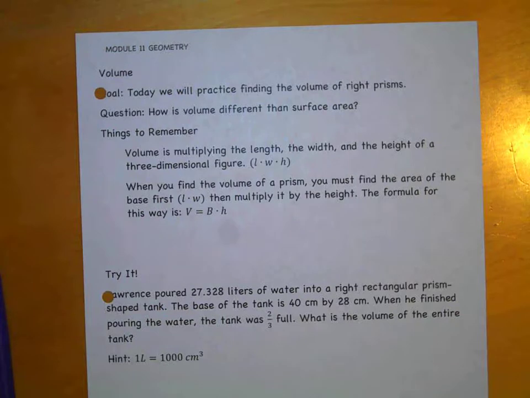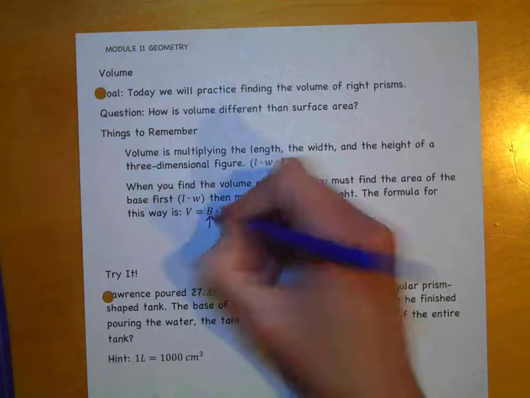When you find the volume of a prism, you must find the area of the base first. So finding the area of the base would be length times width, and then you multiply it by its height. A new formula that I want you to use, because now you guys are in 7th grade, you're not in 3rd grade, is volume equals base times height. But I want you to pay very close attention to the fact that this is a capital B.